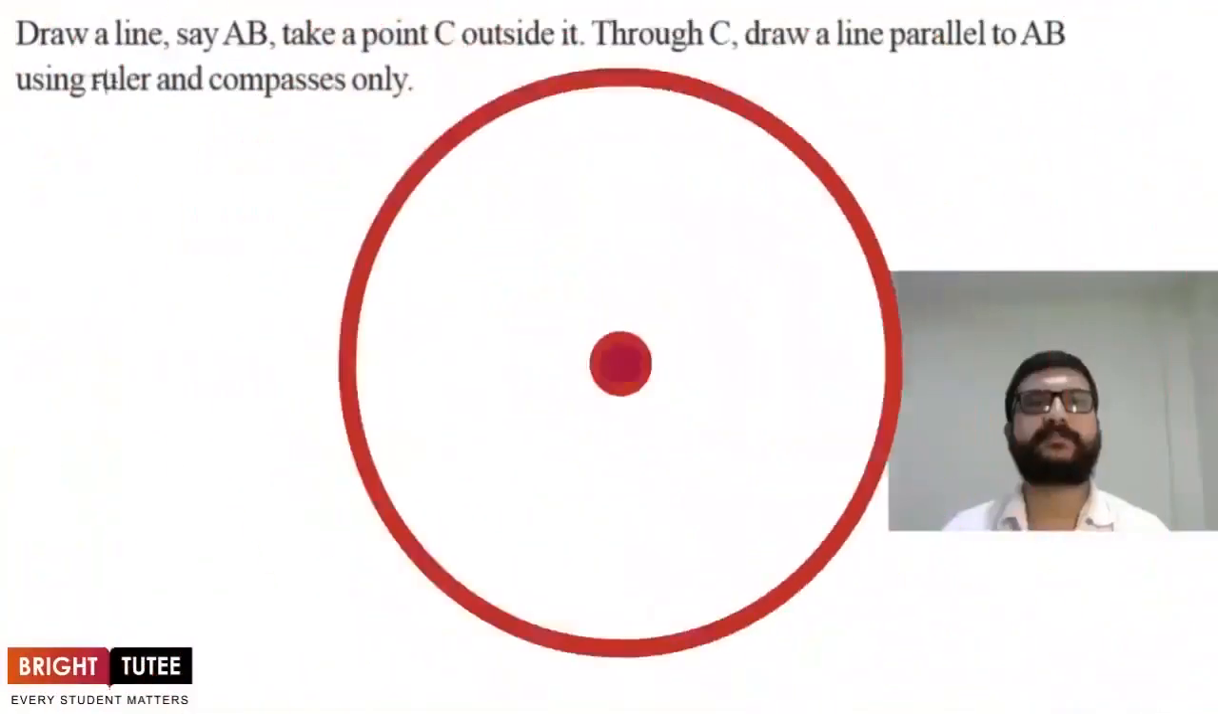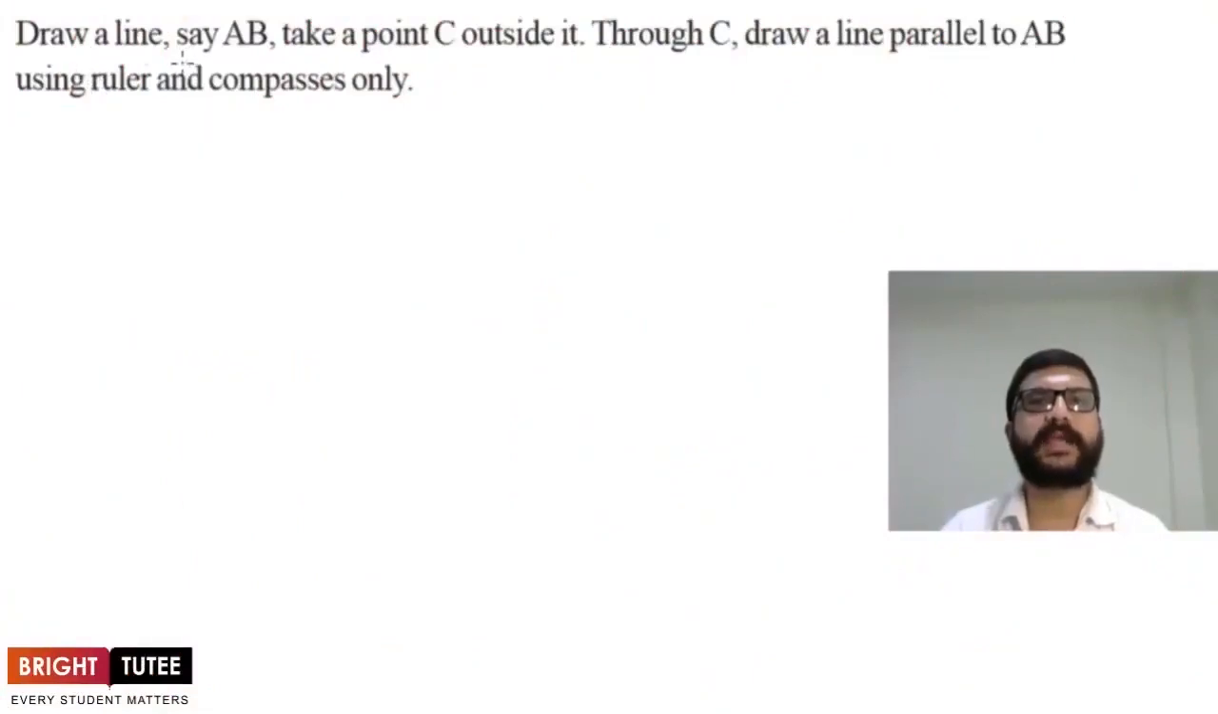Now let's try this question. The question here is, draw a line, say AB, take a point C outside it, and through C draw a line parallel to AB using ruler and compasses only. So here we are given a line and a point outside the line, and we have to draw a line which is parallel to the given line and passing through the given point. We have already seen how we can draw a line which is parallel to any given line, so let's follow the same procedure.